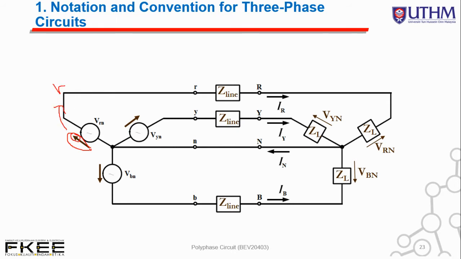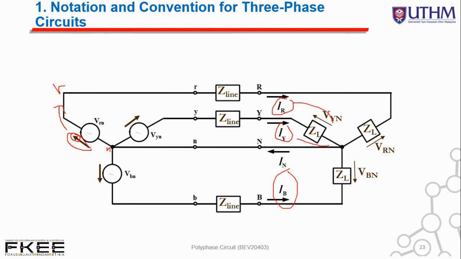R, for example. This is the back or the rear of the arrow, which is actually where the voltage is coming from. This is point N or node N. So this is how we denote the direction of V for VRN, VBN, as well as VYN. Similarly for line, the direction of I is always towards the load.